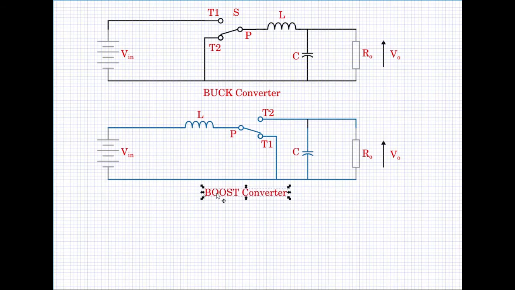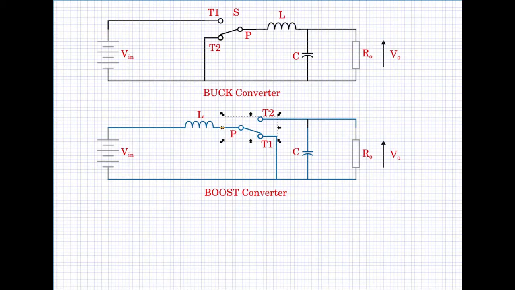The operation is pretty straightforward. When the pole is connected to T1, the inductor charges up, the current flows in this path as pointed by the arrow. V in charges up the inductor magnetically. The pole is at zero potential.